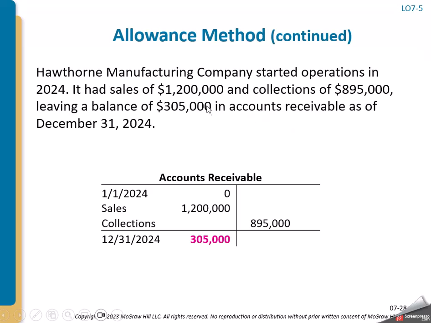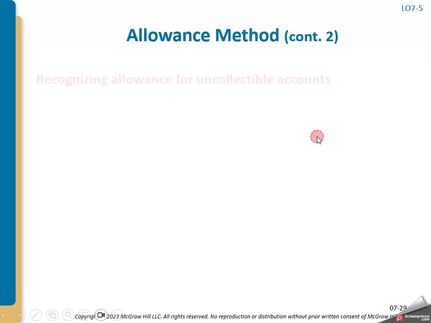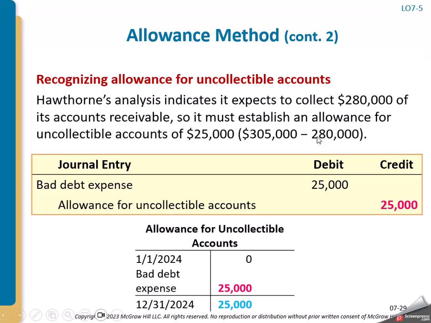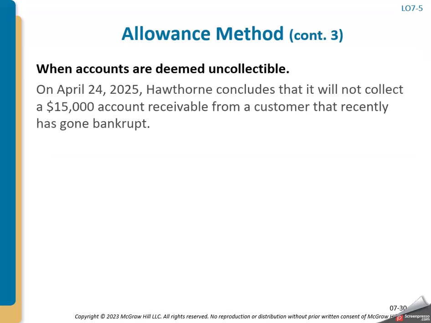Here's an example. Again, sales of $1,200,000. They've got $350,000 left at the end of the year, and they recognize that some of that is not going to be collectible. They think they'll only collect $280,000 of it. So they're going to debit bad debt expense for the difference and then credit this new account called allowance for doubtful accounts, or uncollectible accounts. That is a contra asset account. Its normal balance, assuming it's operating properly, should be a credit balance.